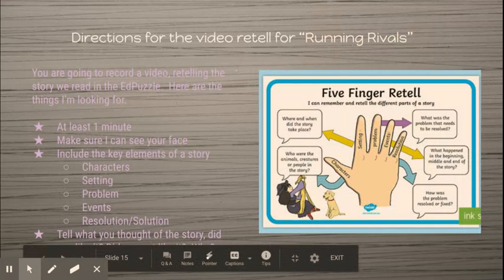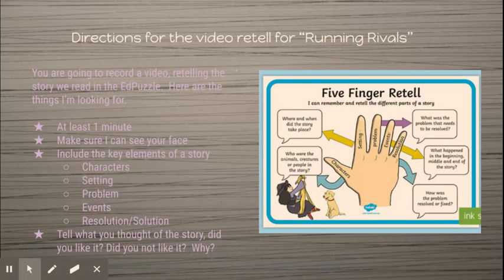Okay, so for the retell you're going to be doing on Flipgrid, here are the things that you're going to need to do. You're going to be recording a video retelling the story that we just read, and these are the things that I'm looking for. I want it to be at least 1 minute long, and I want to make sure that I can see your face. You are going to include these key elements of a story. You need the characters, the setting, the problem, the events, and then the resolution or the solution. And then finally, I want you to tell me what you thought of the story. Did you like it? Did you not like it? Tell me why you liked it or you didn't like it.